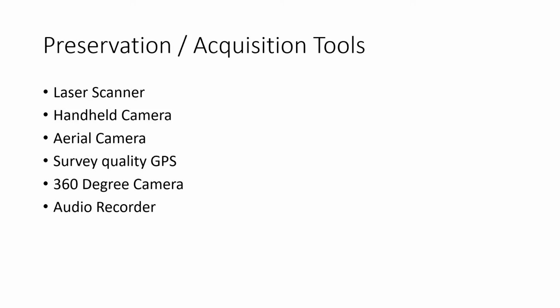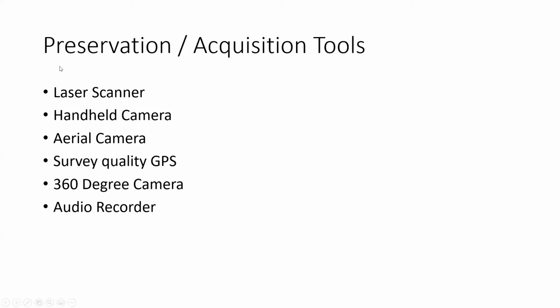A survey quality GPS is great for geolocating places, because the GPS in a quadcopter is terrible, just like the one in your phone is terrible. It'll help get things kind of located, but you definitely can't count on it because it's not precise at all. And a 360-degree camera adds a lot of detail and very good photos that you can use in that cultural landscape type preservation.